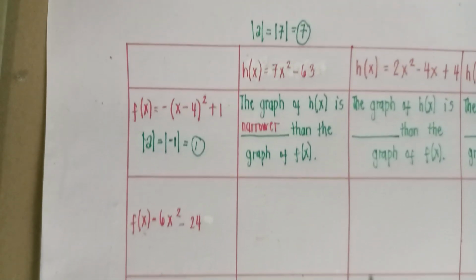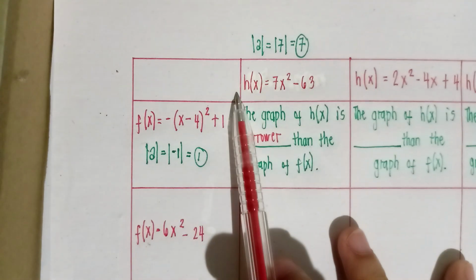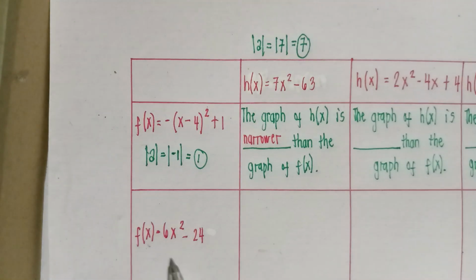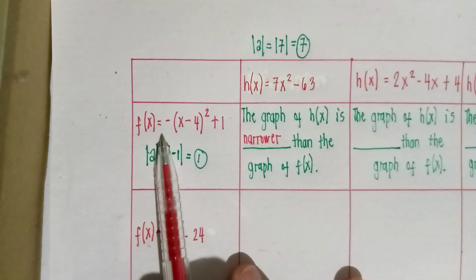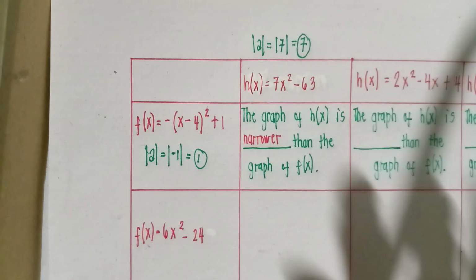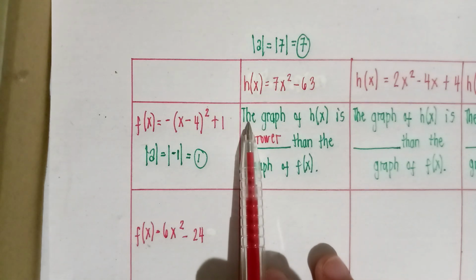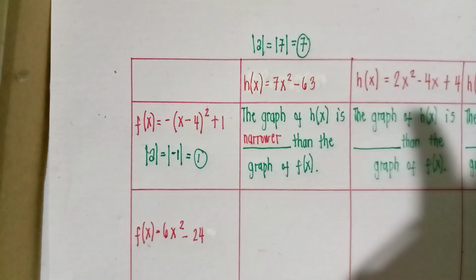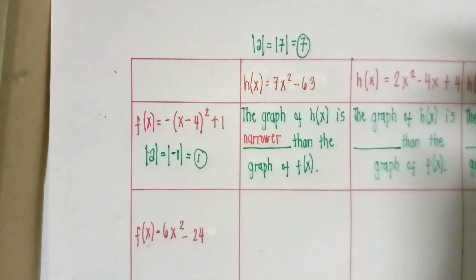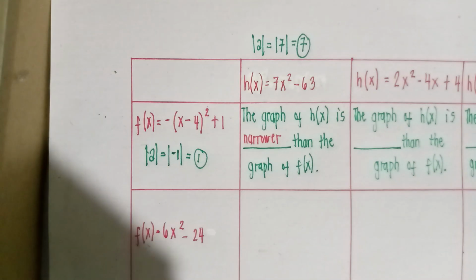This is a table with given quadratic functions at the top denoted by h of x, and another quadratic function here at the left side column denoted by f of x. To answer each box in the table, first we have to, of course, identify the value of a. We use this to know which graph is narrower or wider.